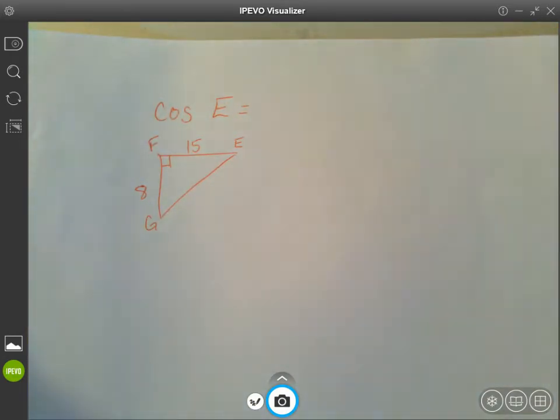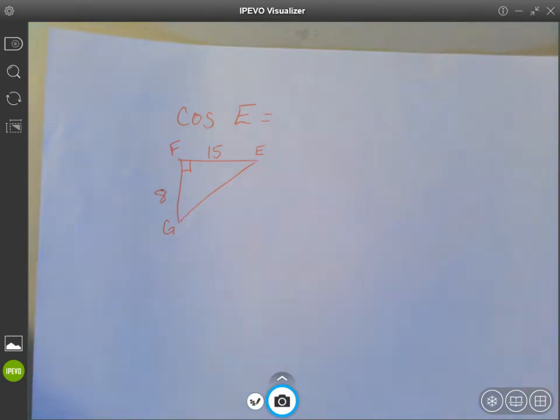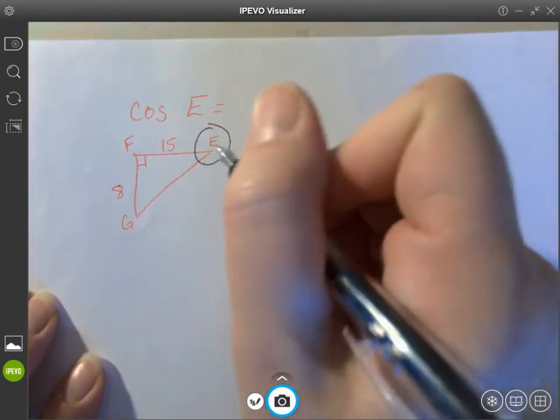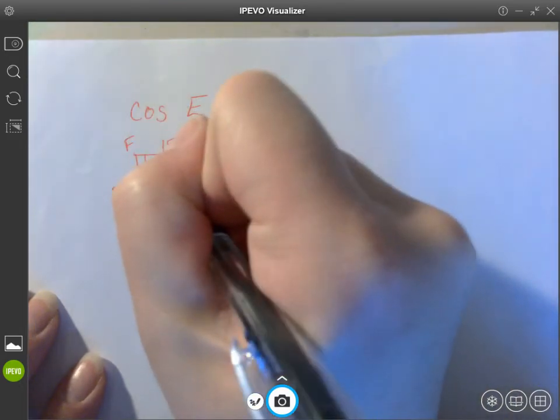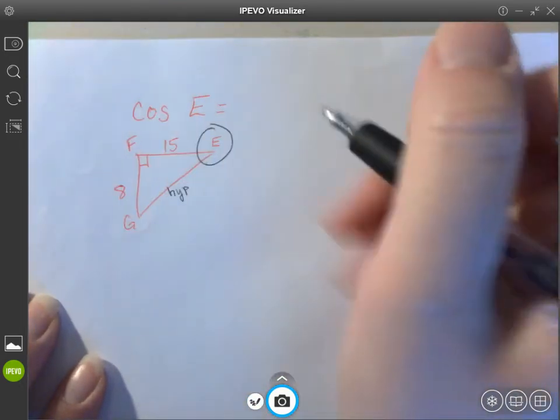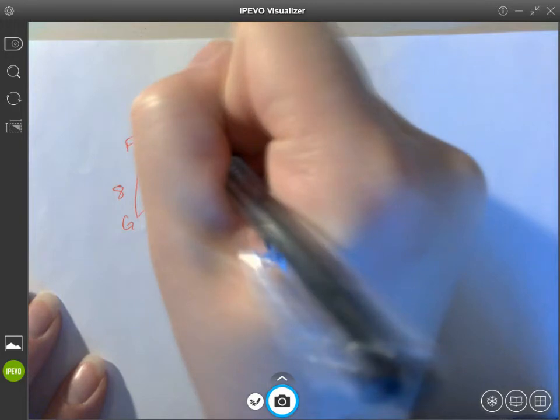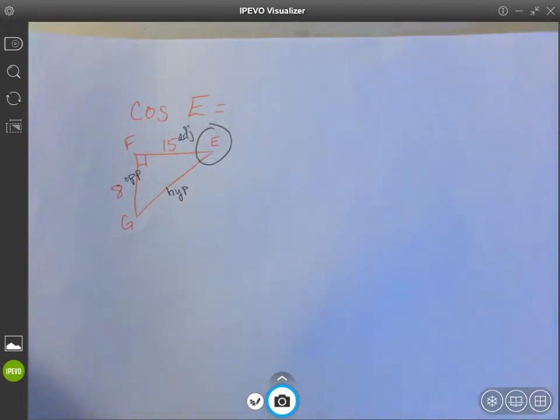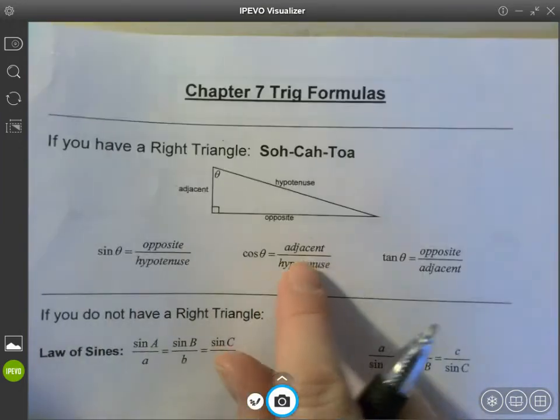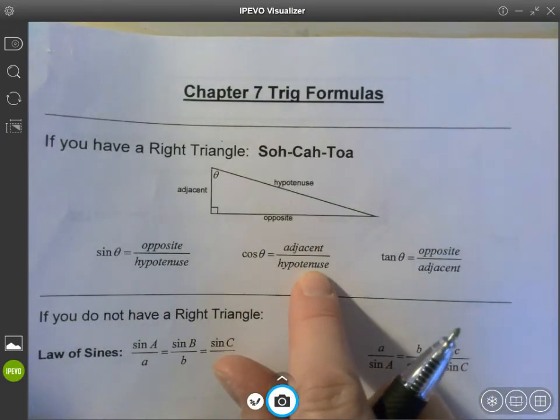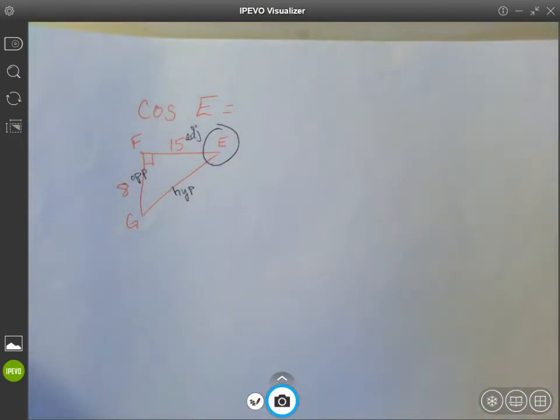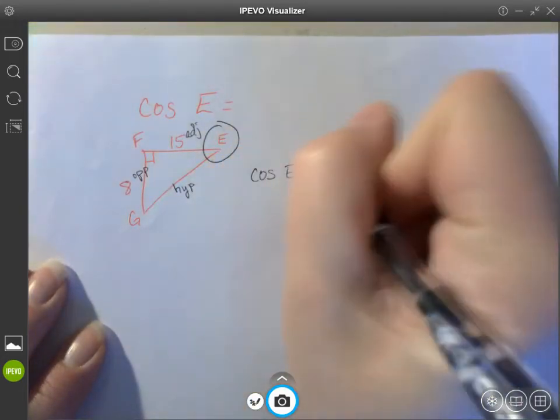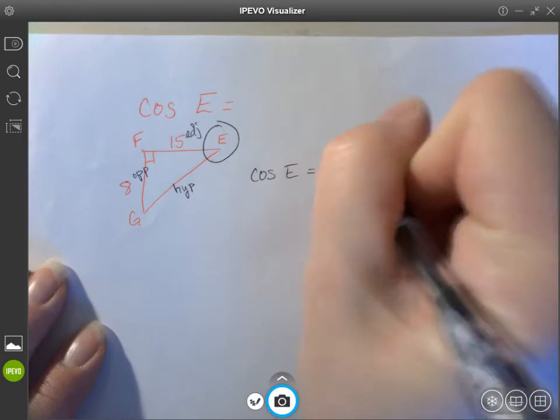They want cosine of E, so go ahead and circle E, and let's label our sides. If this is my angle, this is always my hypotenuse, it's opposite 90 degrees. This is adjacent, and this is opposite. So cosine right here is adjacent over hypotenuse. So that is a problem. Cosine of E is the adjacent over the hypotenuse.